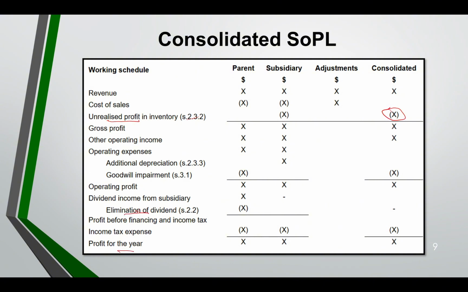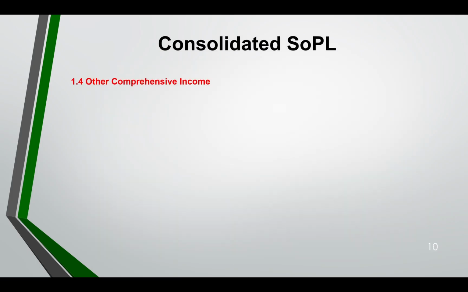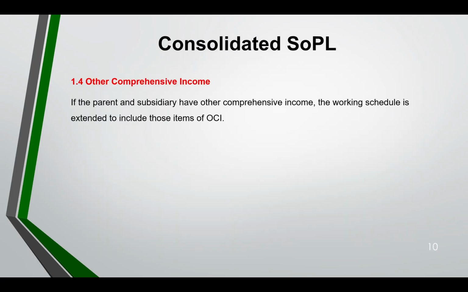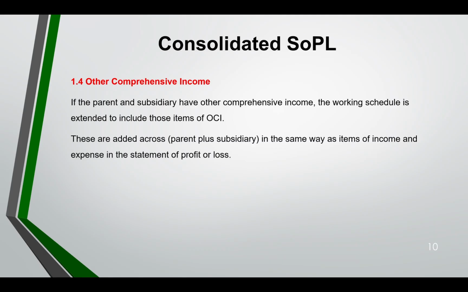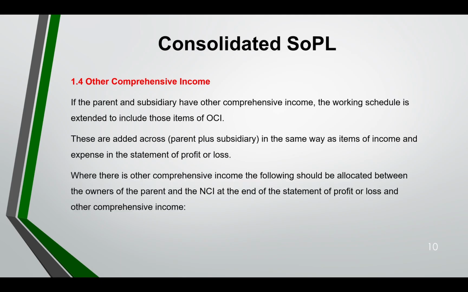Dividend you will eliminate, and then you get profit for the year. Now, other comprehensive income. If the parent and the subsidiary have OCI, that is other comprehensive income, that working schedule has to be extended to include this OCI. They are added across parent plus subsidiary in the same way how you will add income and expense in the statement of profit and loss.